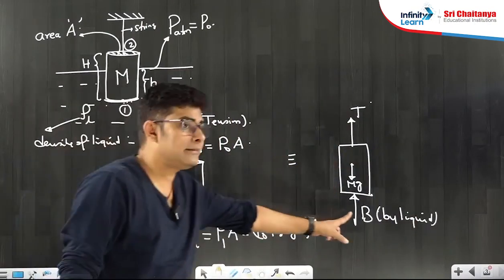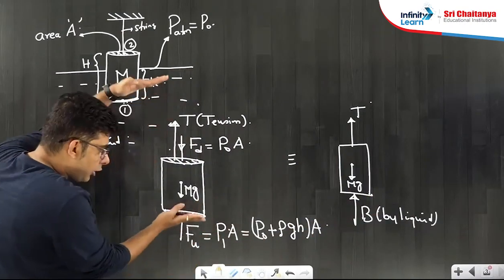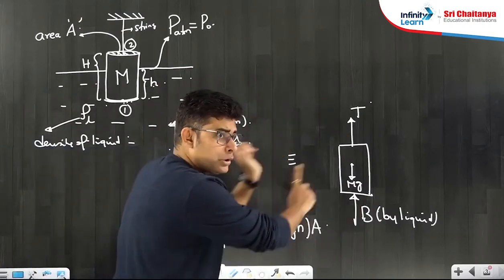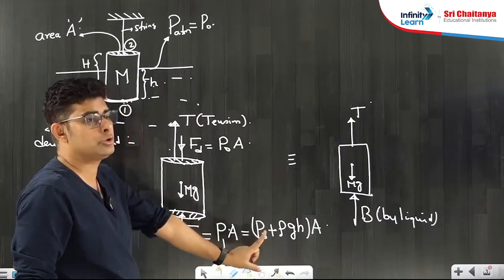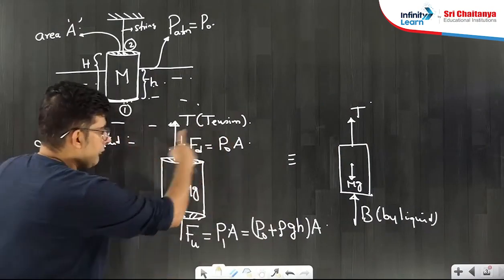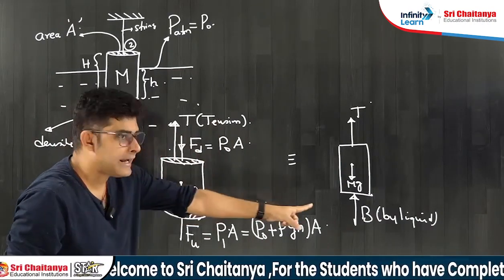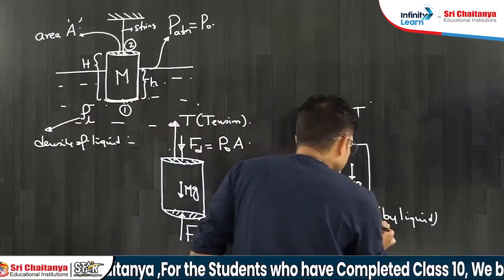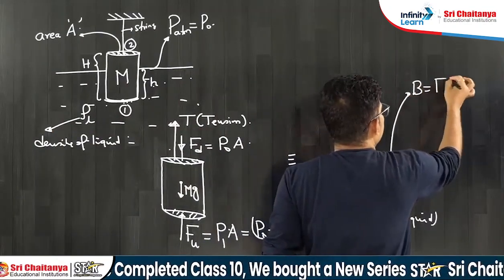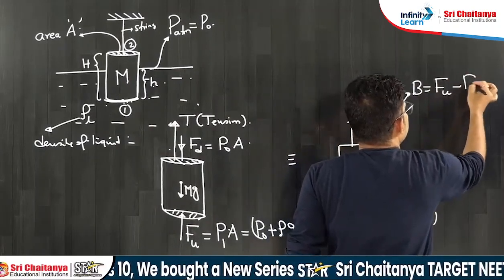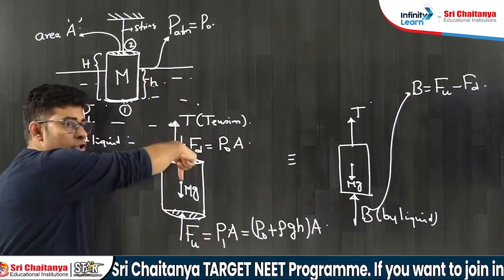And I told you buoyancy is due to pressure difference, force due to pressure difference. So either you draw the diagram like this or like this, both are the same. But when you are drawing buoyant force, don't show pressure, and when you are showing pressure, don't show buoyant force. Now, if I compare these two, this buoyant force I have written in place of Fu minus Fd.